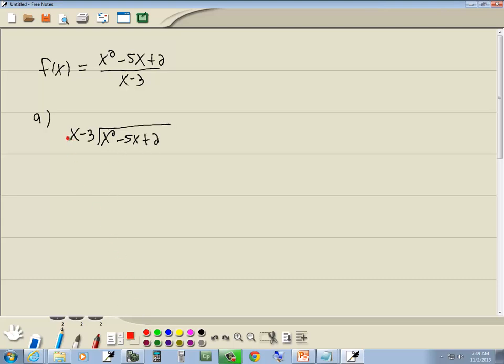Now with long division, we take a look at the first term of each and decide what goes up on top. You ask yourself what times x gives you x squared, and that'd be x. Now whatever you put up on top, you multiply by what's out in front. So I'll take x times x minus 3. X times x is x squared. X times negative 3 is negative 3x.